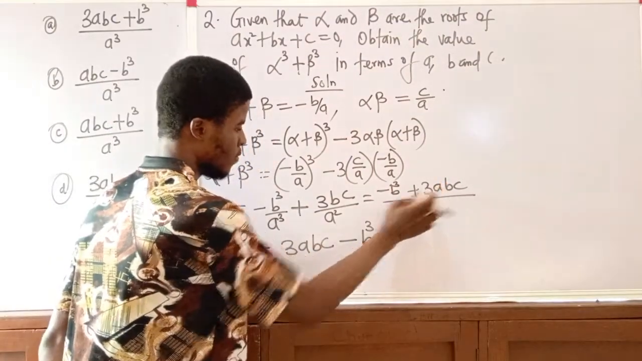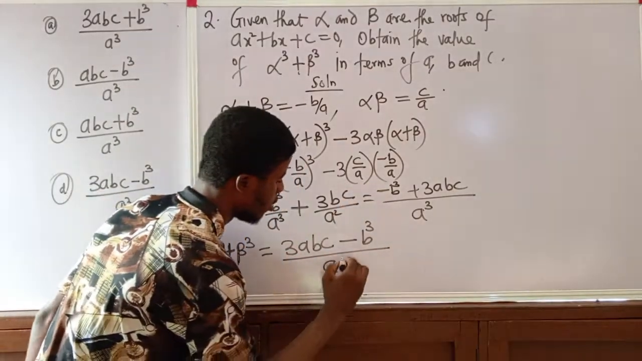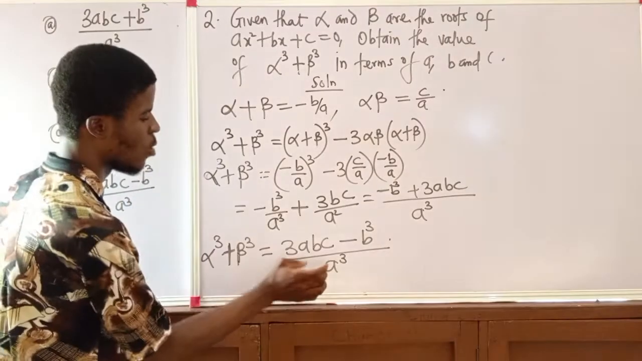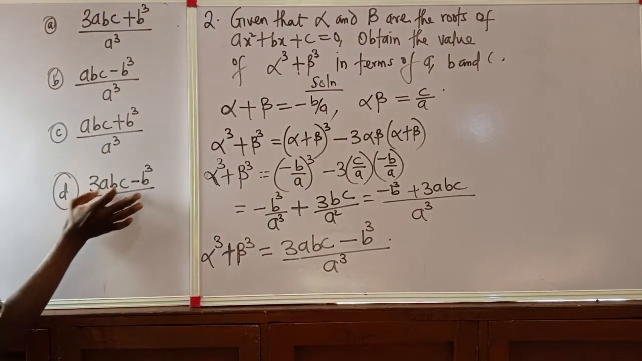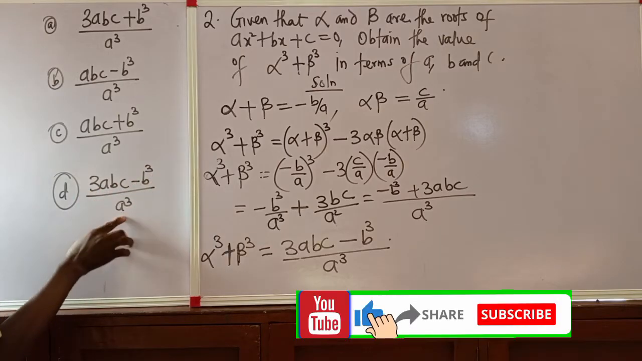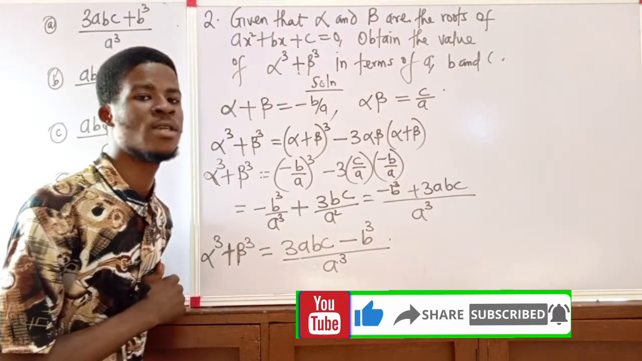Since this one is positive, we can write it first before the negative one. All divided by what? a cubed. And we can see this as what? Option D, 3abc minus b cubed, all divided by a cubed. Alright, this is how to solve problems like this.